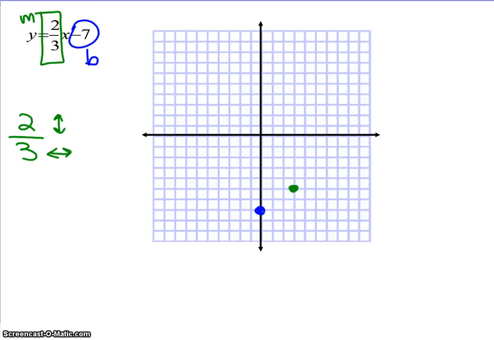All right, so what I did was I first identified my m and my b. My slope, the coefficient of x, is 2/3. My y-intercept, the constant, is -7, so the negative sign goes with it. I plotted my -7 on the y-axis. Then I used my slope. The top number is your y change, so I'm going to go up or down. It's a +2, that's why I went up 2. Your bottom number is your x change, that's why I went to the right 3. Once we get those 2 points, we can connect them and have our line.